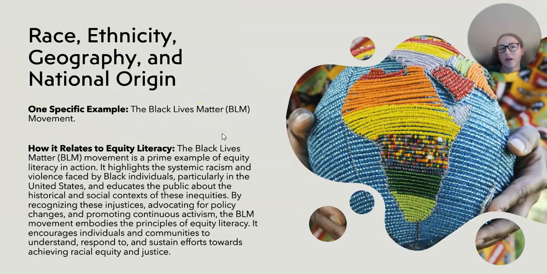Next, we're going to cover the topic of race, ethnicity, geography, and national origin. One specific example that stood out to me the most was the Black Lives Matter, or BLM, movement that happened mainly in 2020. This movement is, in my opinion, a prime example of equity literacy in action. It highlights the racism and violence faced by Black individuals, particularly in the United States, and educates the public about the historical and social context of these inequities.